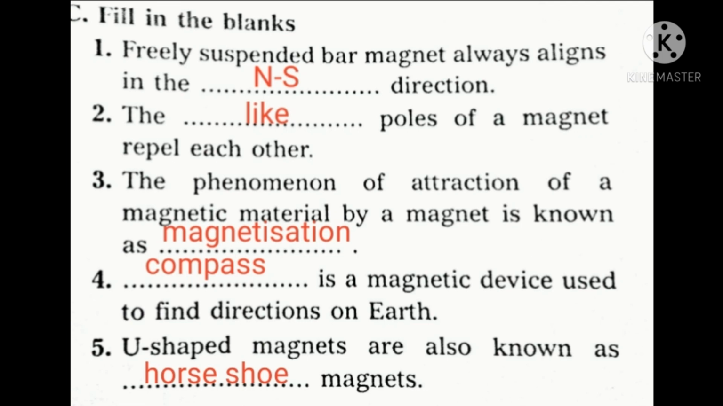Third one, the phenomenon of attraction of a magnetic material by a magnet is known as dash. The phenomenon of attraction of a magnetic material by a magnet is known as magnetization. Dash is a magnetic device used to find direction on Earth. A compass is a magnetic device used to find direction on Earth. Next one, U-shaped magnets are also known as dash magnets. U-shaped magnets are also known as horseshoe magnets.